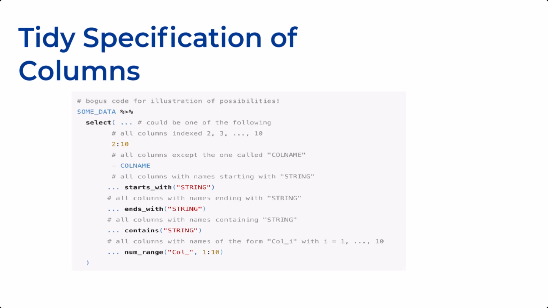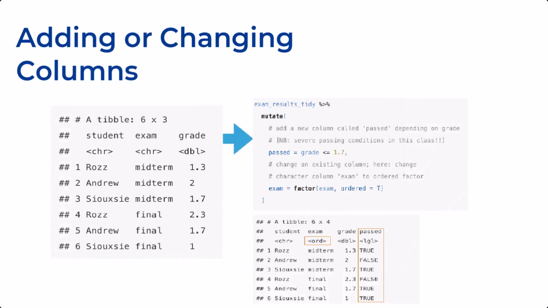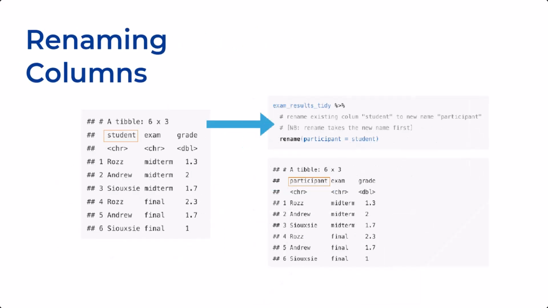Tidy specification of columns. The tidyselect package simplifies column selection. For example, you could use select to choose columns starting with exam or containing grade. This saves time and keeps your workflow tidy. Adding or changing columns. Add new columns to enrich your data. For instance, create a pass column where scores above 1.7 are marked true and scores below are marked false. This enhances the dataset's value for analysis.